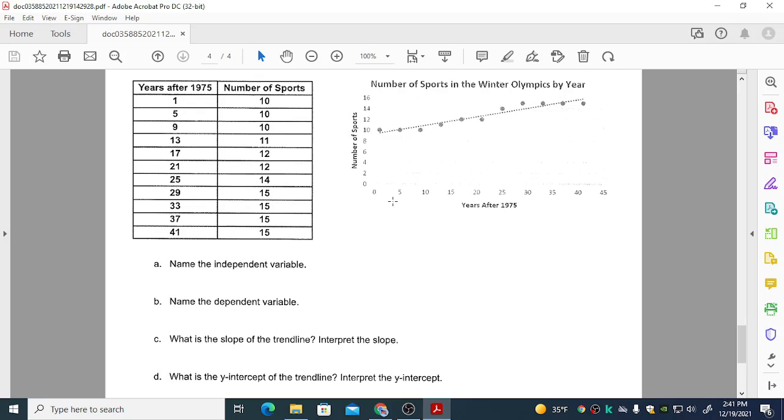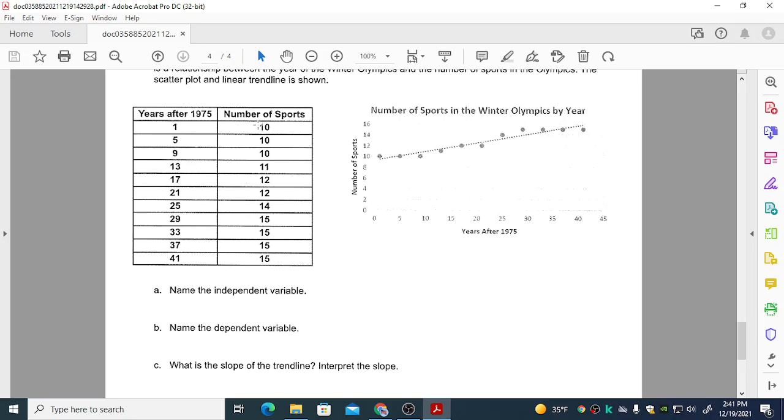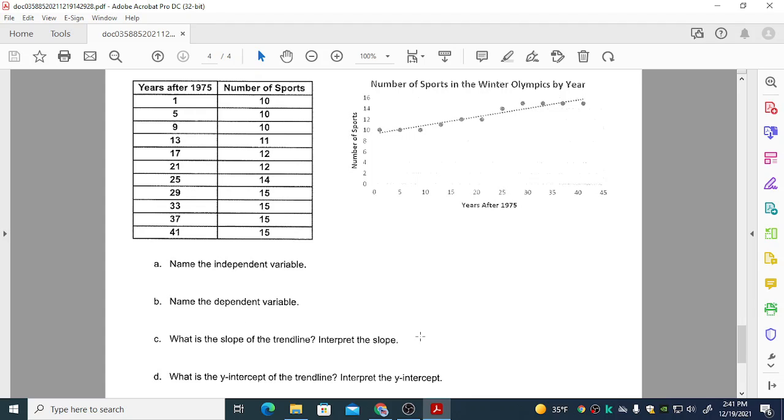So that's that. Independent, dependent. Well, which one is dependent on the other? Is the year dependent on the number of sports, or is the sports dependent on the year? Well, the sports are dependent on what year it's in. If I go farther down the line, more sports are being played. So the independent variable is the years, and the dependent is sports. What's the slope? Interpret the slope.